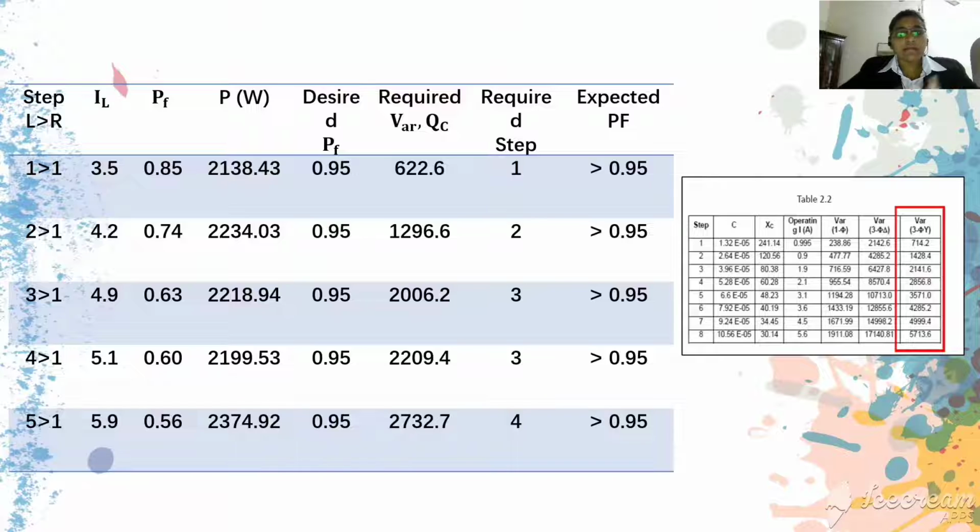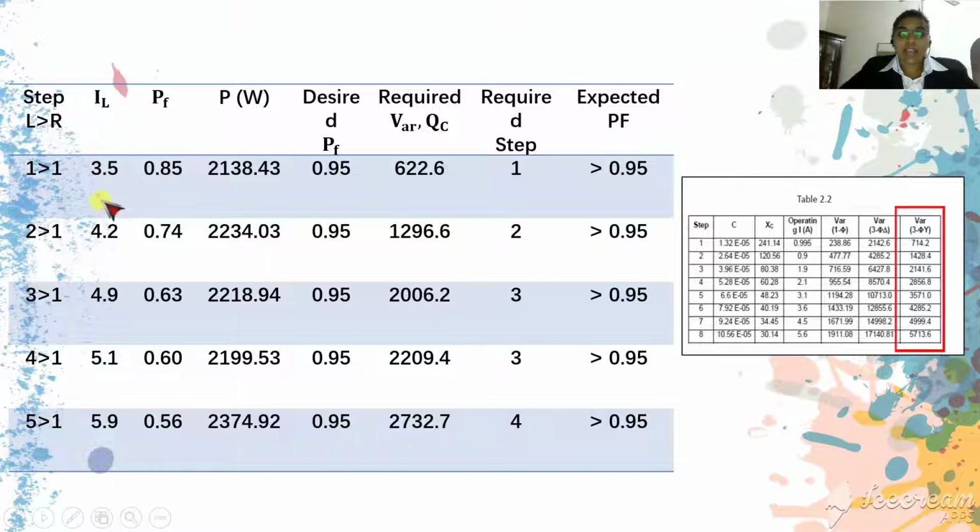The results were obtained for 5 different steps of L larger than R, where 1 refers to one switch and 2 equals 2 switches at inductive load, while 1 refers to the resistive load switch. So it goes like 3 for inductive switches, 4 for inductive load switches, while 5 is also inductive load switches. Throughout the activity, firstly L larger than R, which is 1 equals to 1.